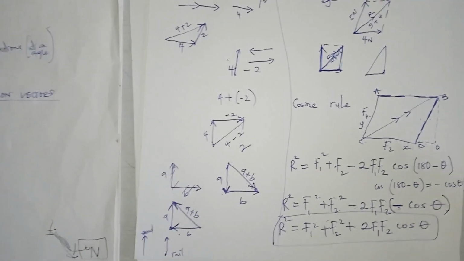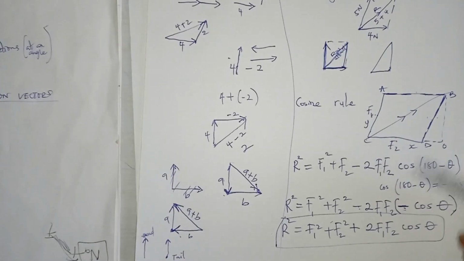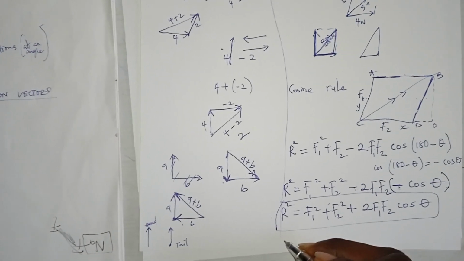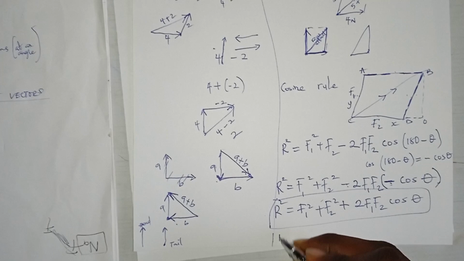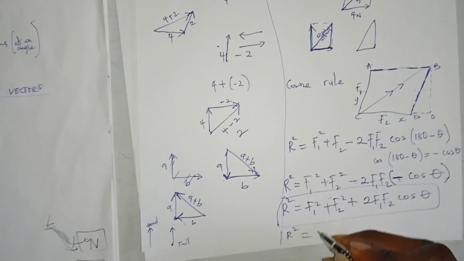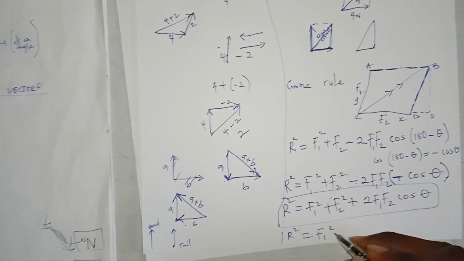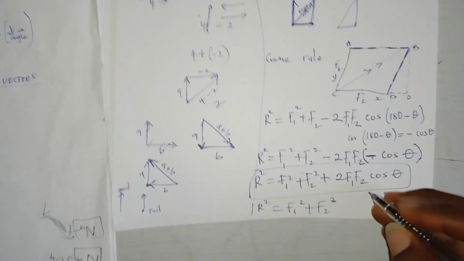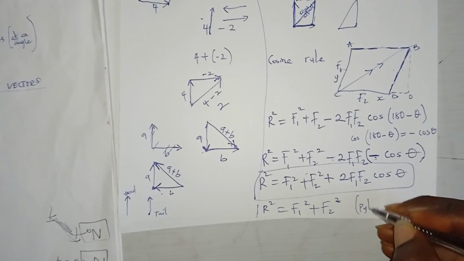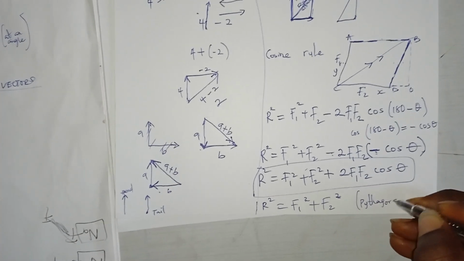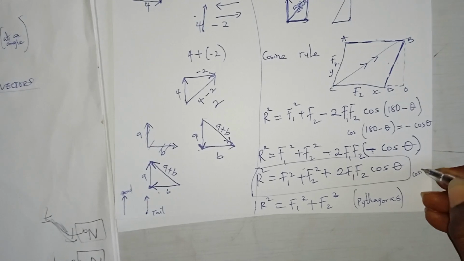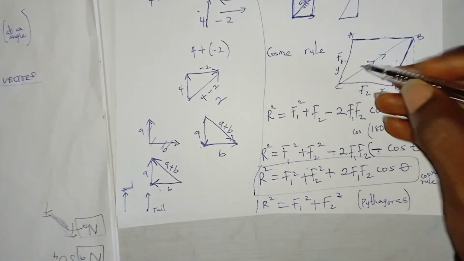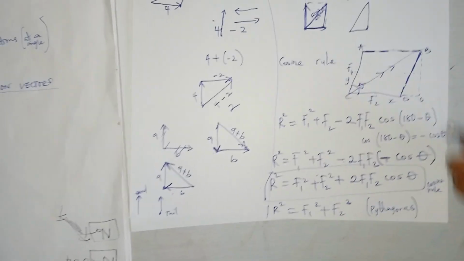But whenever the angle is just a right angle, maybe they give you just a right angle, you use R squared equals F1 squared plus F2 squared. That is the Pythagoras rule, not the cosine rule.